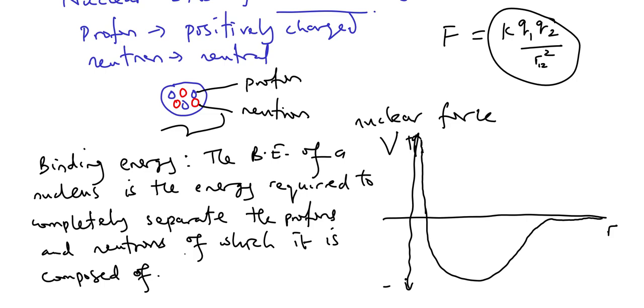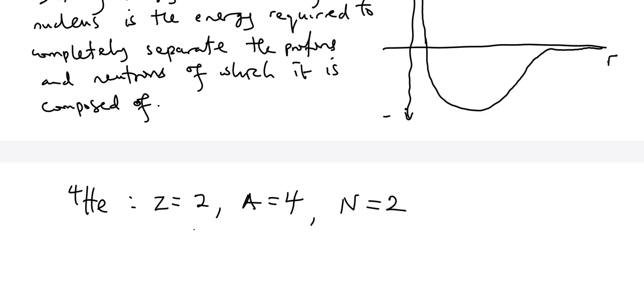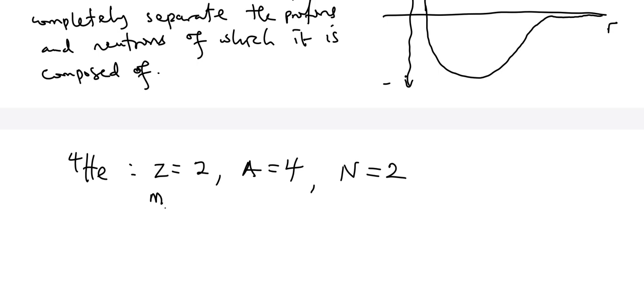Now, if we have helium-4, for example, the atomic number of helium-4 is 2, the mass number is 4, therefore the neutron number N is going to be what? It's going to be 2. Because in helium-4 you have 2 protons and 2 neutrons.